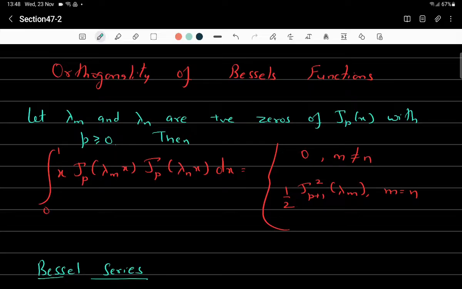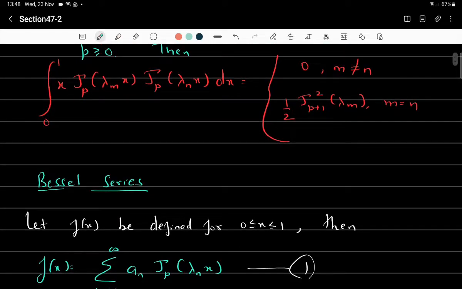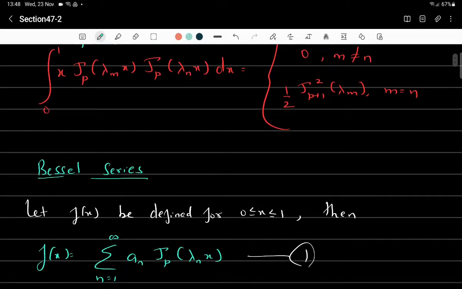We are not going to cover the proof of orthogonality, but using orthogonality we can easily introduce the Bessel series in the same way we introduced the Legendre series. So we say that let f(x) be a function defined from 0 to 1, then f(x) can be written as a linear combination of Bessel functions, that is summation an Jp(lambda n x). And now an can easily be computed using orthogonality, because if you multiply both sides with x and integrate from 0 to 1, then on the right hand side there would be only one term if we take n or m to be fixed.